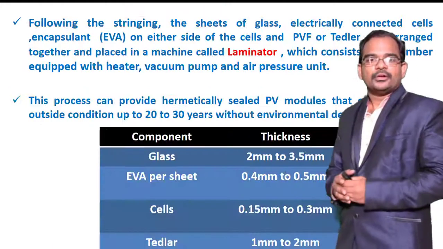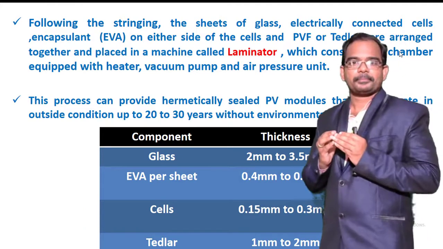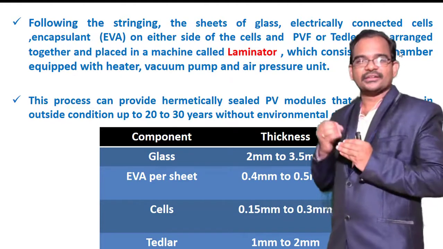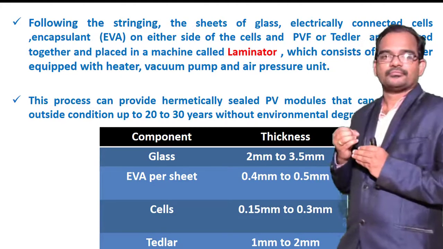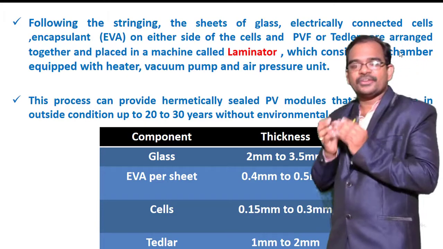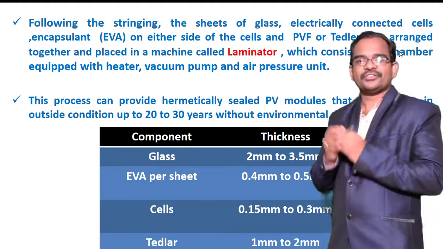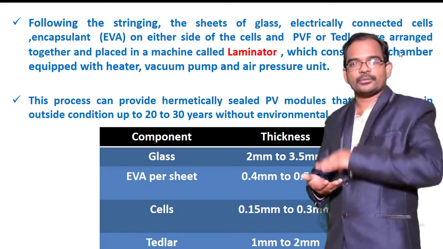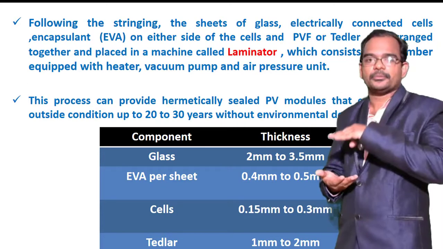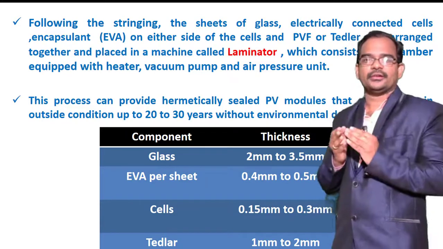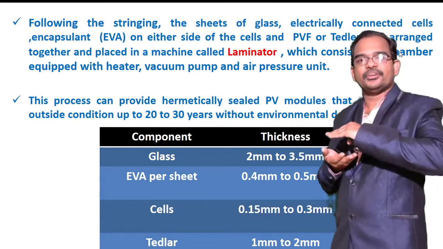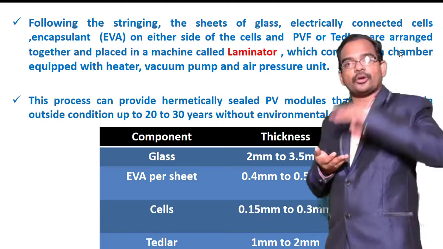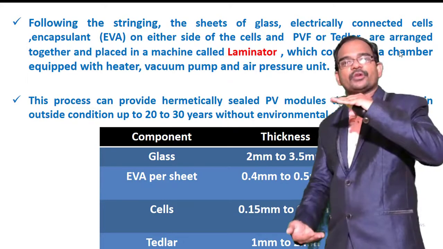Now, following this stringing, the sheets of glass, electrically connected cells, encapsulant on either side of the cells, and Tedlar are arranged together and placed in a machine called a laminator. So once the stringing is done, you need to place two encapsulant layers on the top and bottom sides of the stringed cells, that is, the PV module. So following the process of stringing, the solar module is sandwiched in between two encapsulant layers called EVA layers, and on top of them you have a glass, and on the bottom of them you have a Tedlar.